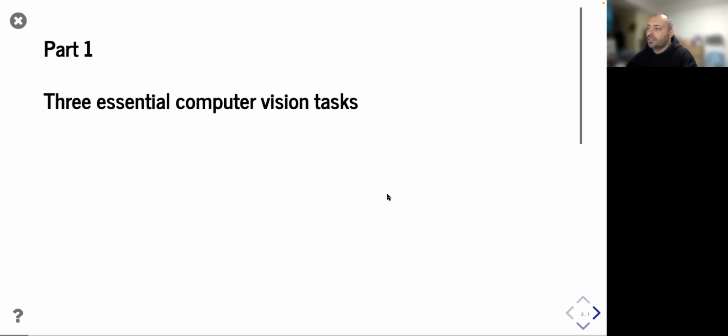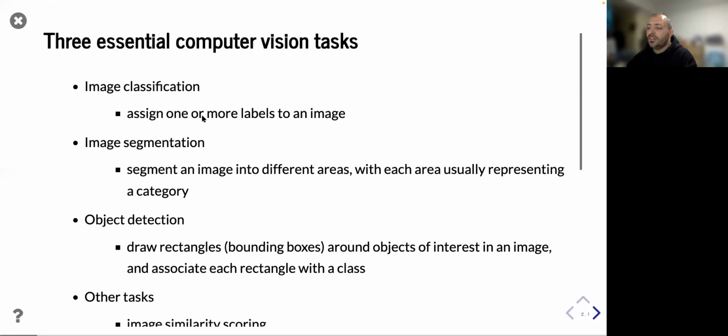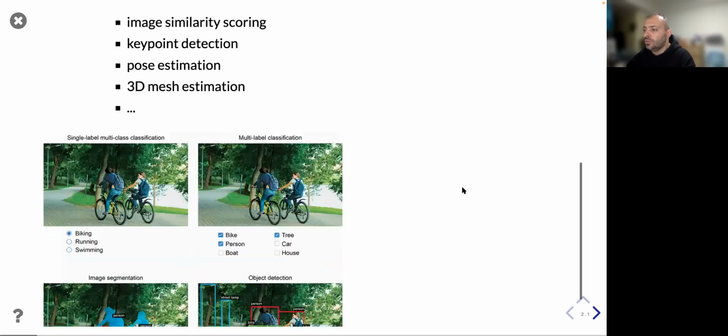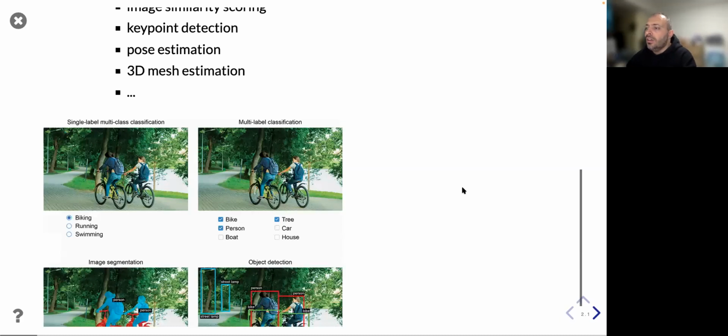So the first part, the three essential computer vision tasks. Here are the main tasks. First of all, we have image classification. Again, what we saw before. It's when you assign one or more than one labels to an image. To understand what more than one could mean, here is an example.